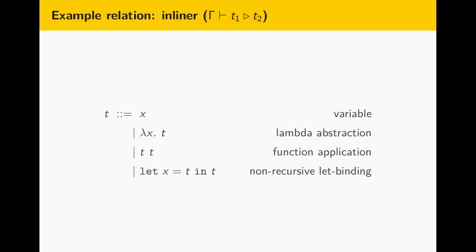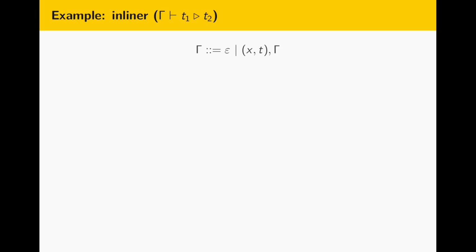To model this pass as a translation relation, consider this lambda calculus. It contains variables, lambda abstractions, function application, and in addition, non-recursive let bindings. We define environments to be lists of let-bound definitions, and we then define the translation relation as follows. And you should read this as: under environment gamma, an inliner can transform term T1 to T2. We define this relation by induction on T1.